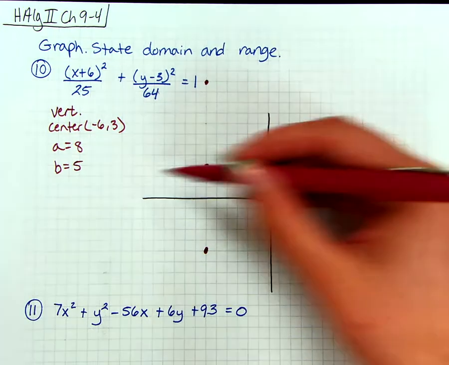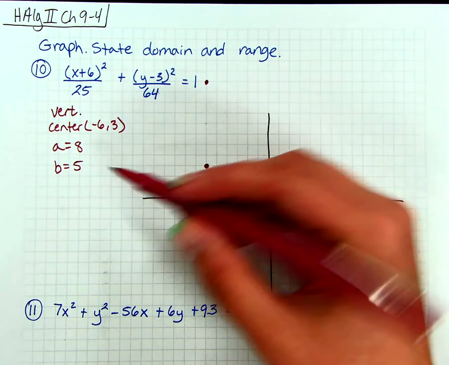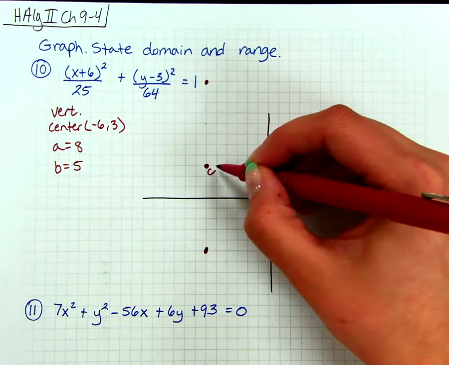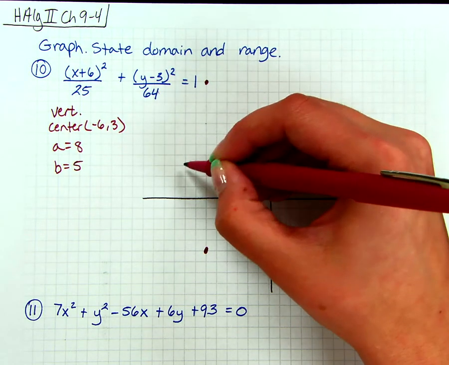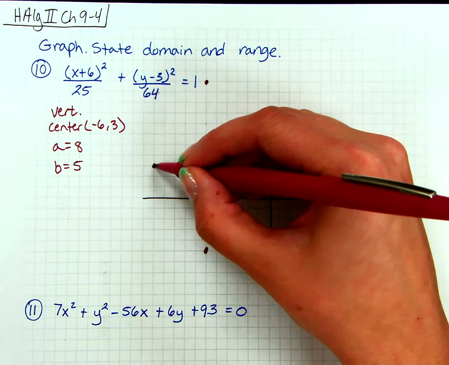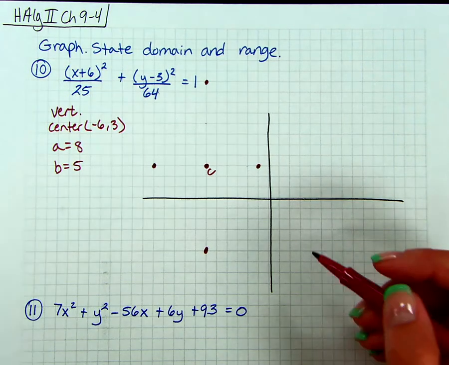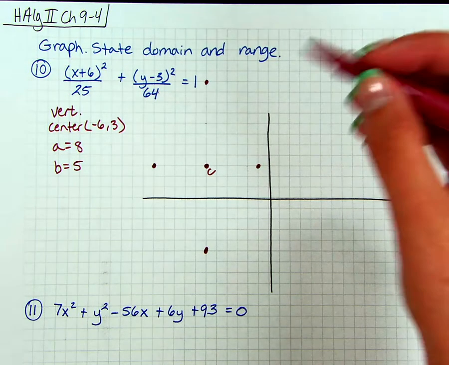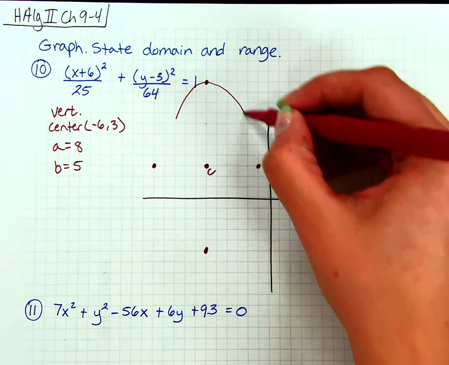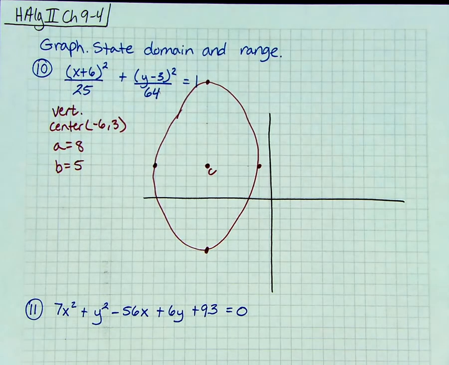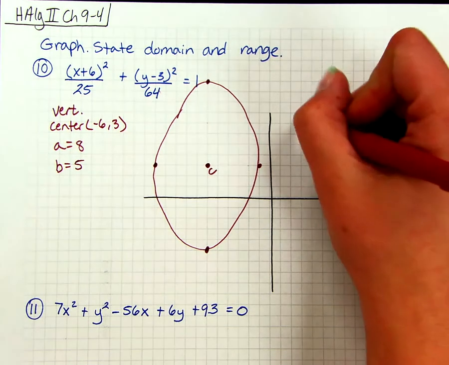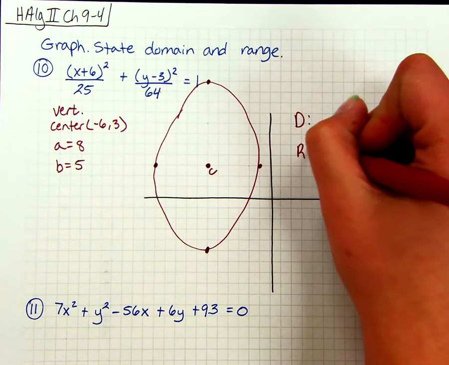And then horizontal is the co-vertex, so left and right are B values, so 5. So 1, 2, 3, 4, 5. 1, 2, 3, 4, 5. And then we just connect it together into the best ellipse that we can make. So roughly something that looks like that. Okay, and then the domain and range.